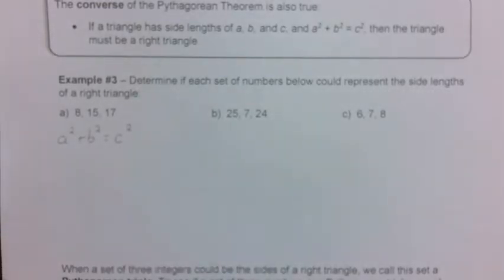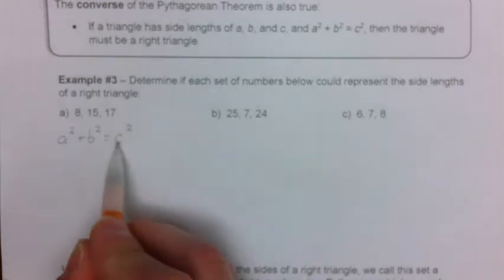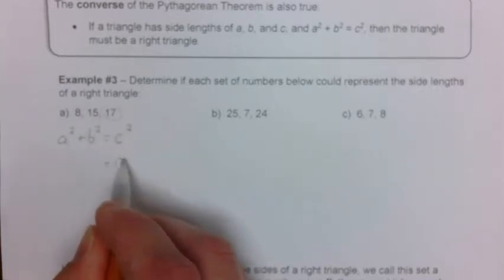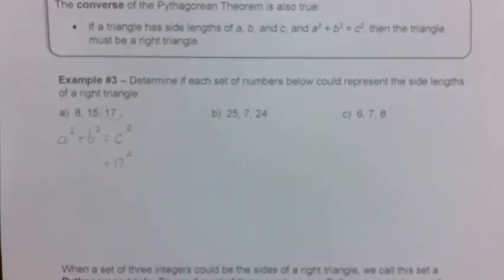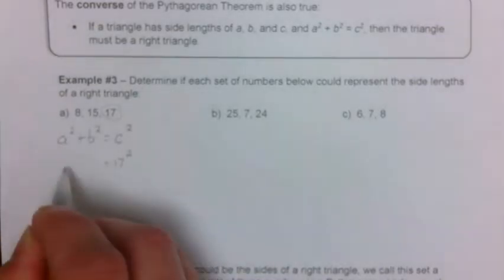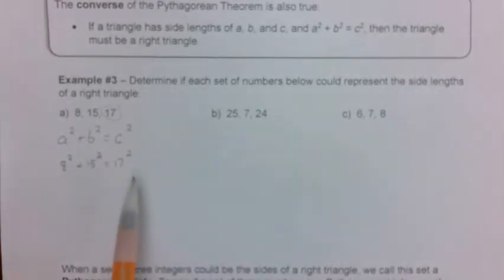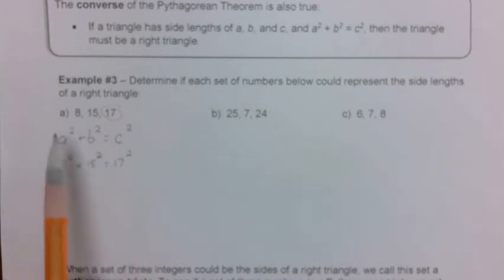And now I'm going to substitute my values into the Pythagorean theorem. Now remember that c is your hypotenuse, which is always the biggest number. In this case, that's going to be 17. So I'm going to have equals 17 squared at the end. And then the other two values are going to be the legs, and those are interchangeable. It doesn't matter which one is a and which one is b. So I'm going to write 8 squared plus 15 squared equals 17 squared. If both sides of the equation are equal to each other, then these three lengths could represent a right triangle.